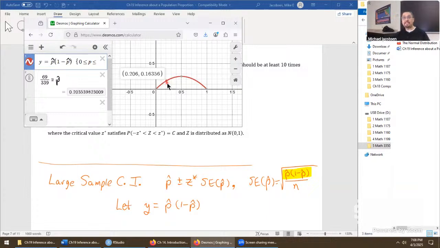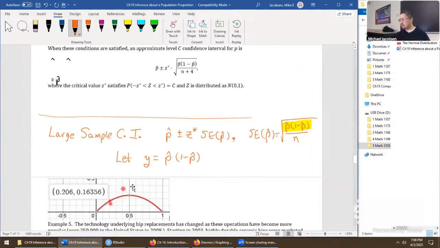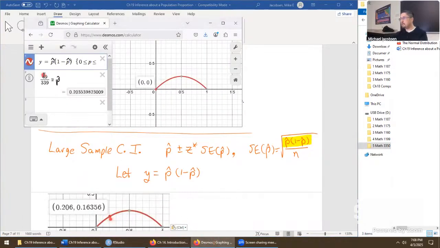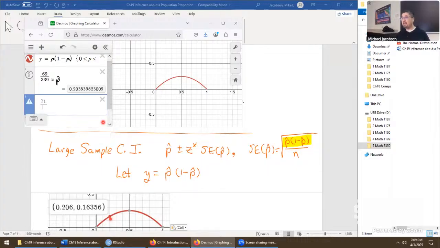So what happens when we make it p tilde? Let me see if I can screenshot that value. So now when it's p tilde, what we do next is we go add 2 successes. Now 71 in the numerator, add 2 failures. Now 339 plus 4, because we added 4 imaginary values to the sample, the value is 0.206. It definitely increases. We were at 0.203, now 0.206.